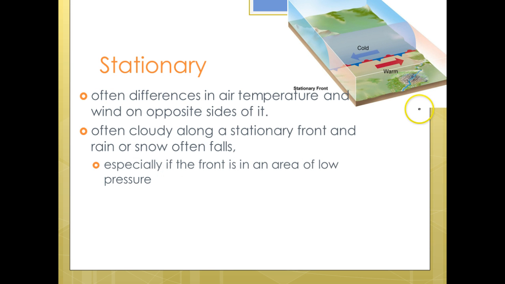And so what will often happen is that there are going to be differences in air temperature and wind on both sides. And that kind of makes sense. If we have warm on one side and cold on the other, there's going to be a temperature difference, and there's going to be wind because of those density differences that exist. And often it's going to be cloudy. There can be some rain or snow, but this is a continuous unmoving system of air. And if the front is in an area of low pressure, remember lows suck, it's going to continually have that stationary front.